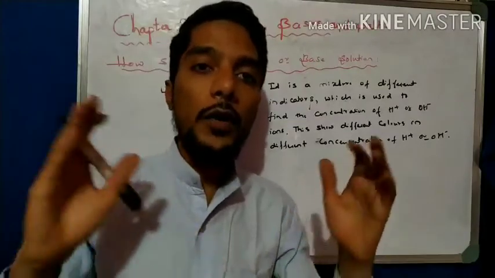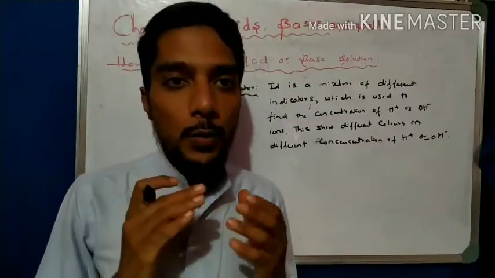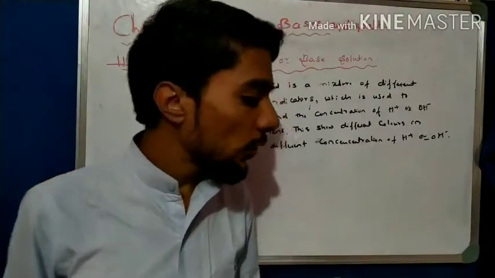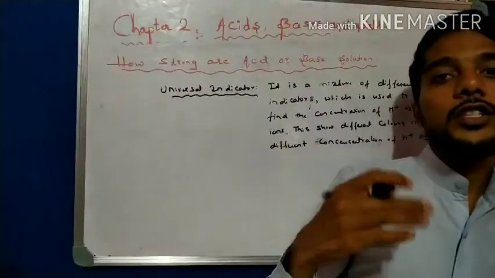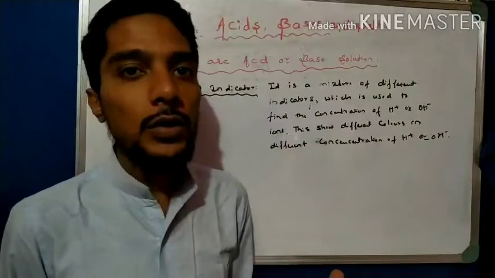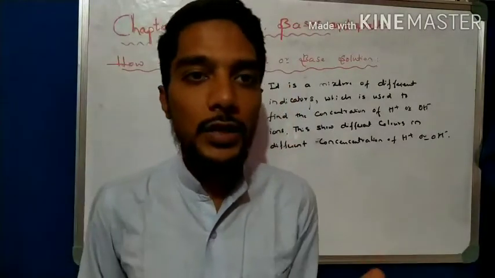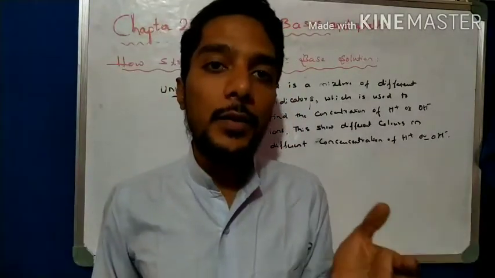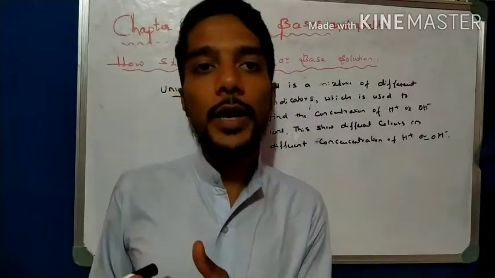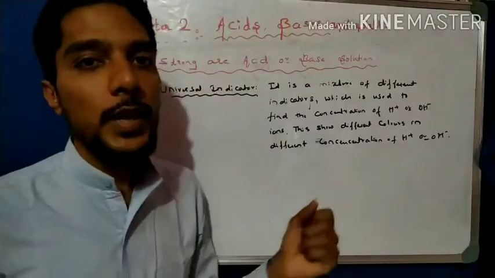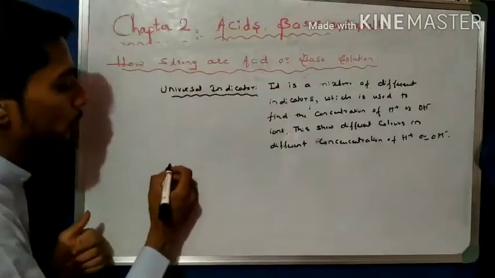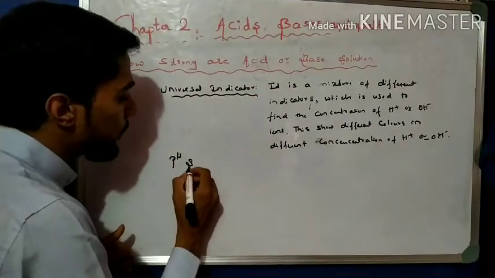If there is a high concentration of H plus ions, then the color is red. If the concentration of OH minus ion is very high, in that case the color is blue. So the different colors are there: first red, then orange, yellow, green, blue. That is why different colors are obtained at different concentrations, and these colors are read with the help of the pH scale. So another very important thing is the pH scale.